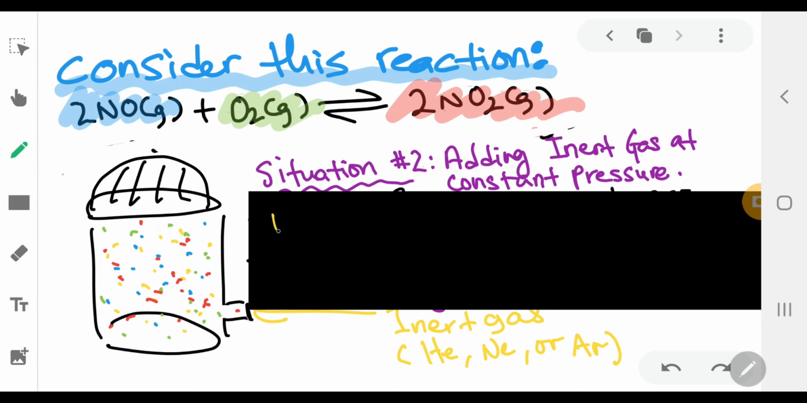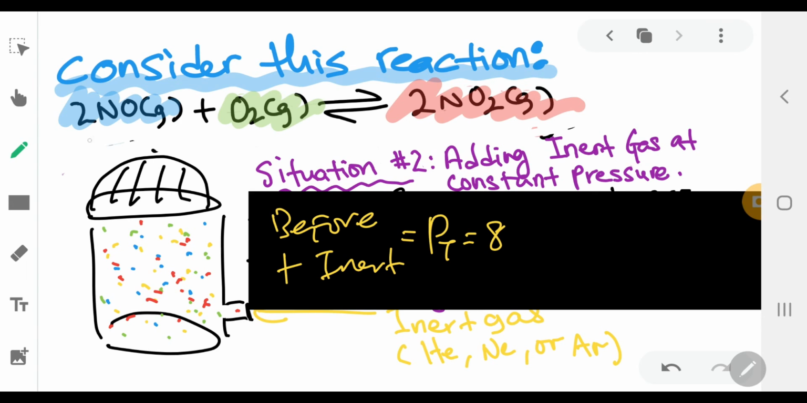So let's say before adding inert gas, the P total is 8 atm. Okay, so what we want to do now is add inert gas. So you're going to start to inject inert gas into your vessel. And in this situation, you want to keep the total pressure constant at 8 atm.